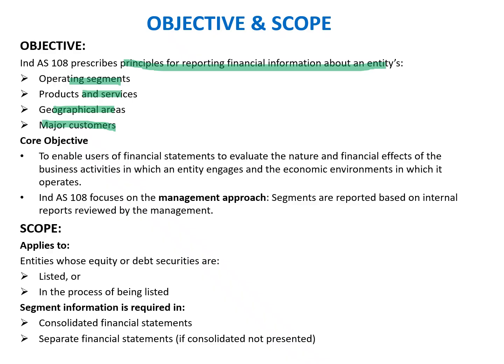So the core objective is to enable the user of the financial statements to evaluate the nature and the financial effect of the business activity in which the entity engages and the economic environment in which it operates. The objective here is to get the users acquainted with how, if the entity has multiple products, services, and geographies, each geography or each segment of the business is performing, so they can evaluate which segment is performing better and which segment needs attention from the management. That can add value to the overall consolidated profits.